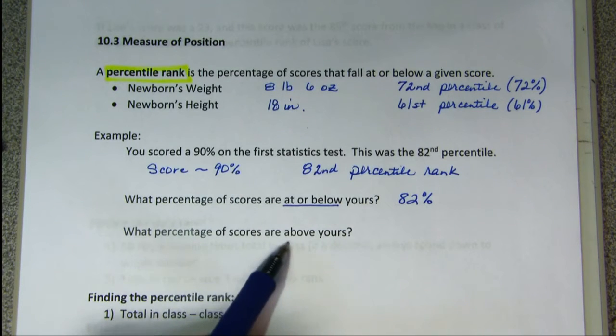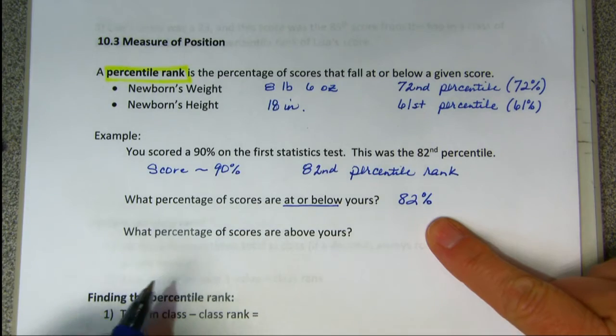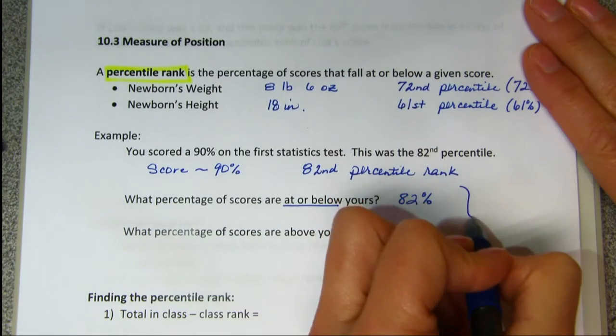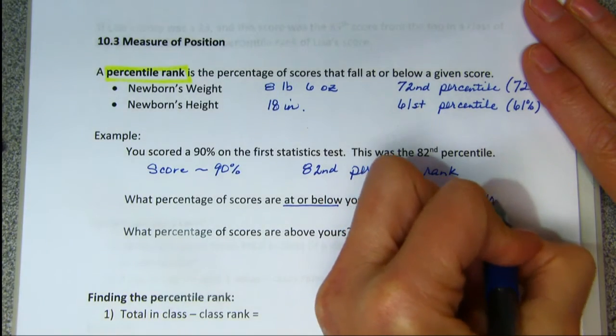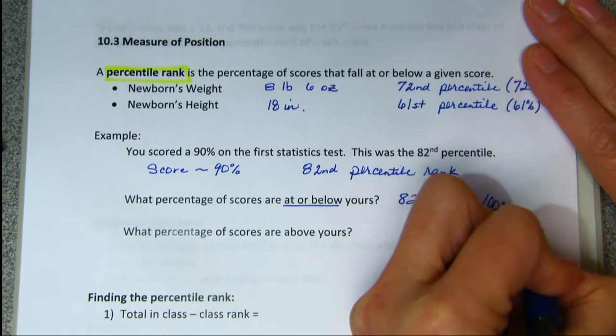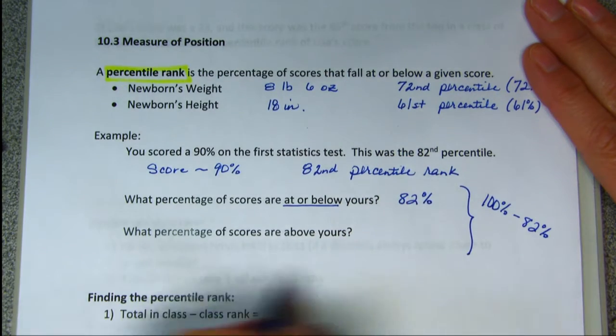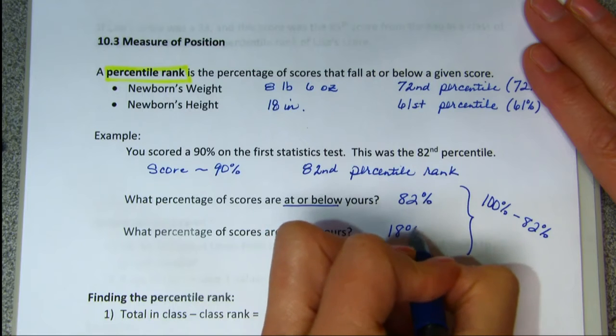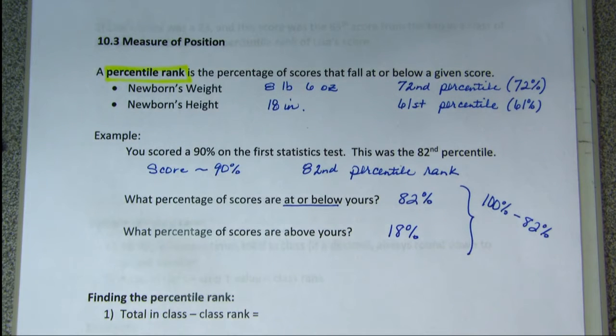Well, what percentage of the scores were above this? Well, to find what's above, you just take 100% minus the 82% that are below, so that would mean 18% of the scores were above your grade of 90%.